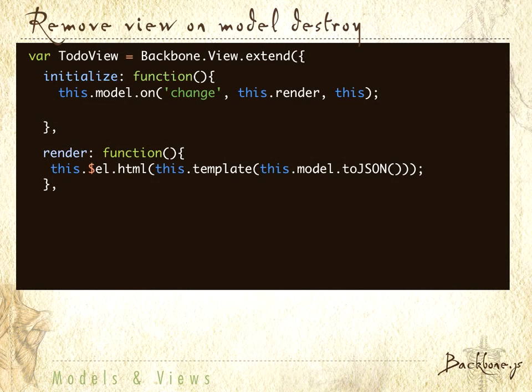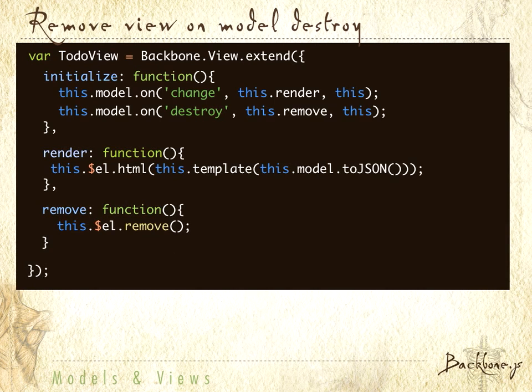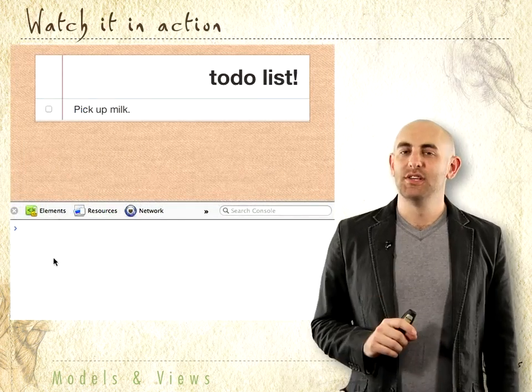Just like we listened to the model's change event and we re-rendered the view, we also are going to want to listen to the model's destroy event and remove the view from the document. To make this work, we have to define the remove function, and all that does is remove the element from the view. Now let's watch this in action.